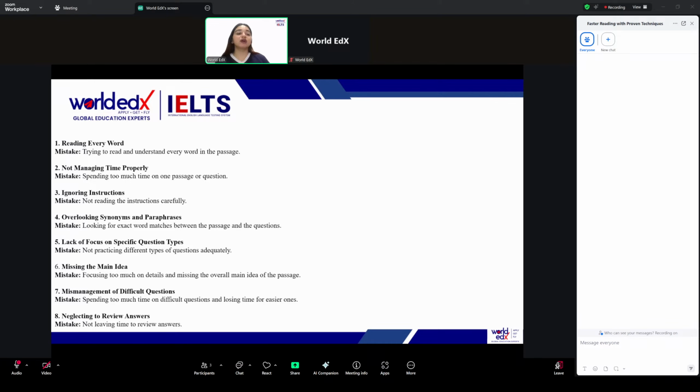The next one is lack of focus on specific question types. You know that IELTS does not really have any particular pattern, so you cannot really judge this is the kind of question that I can expect. It's going to be a culmination of different kinds of questions. So you can get fill in the blanks, match the headings, match the information, match the sentence endings, complete certain things, or true false not given, or yes, no, not given. So there's a plethora of questions that you have to expect.